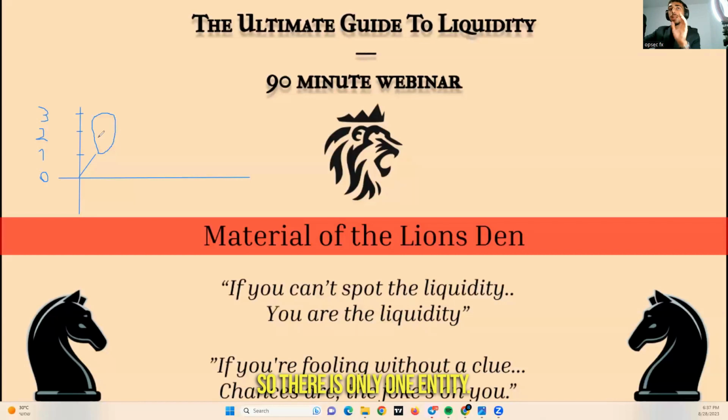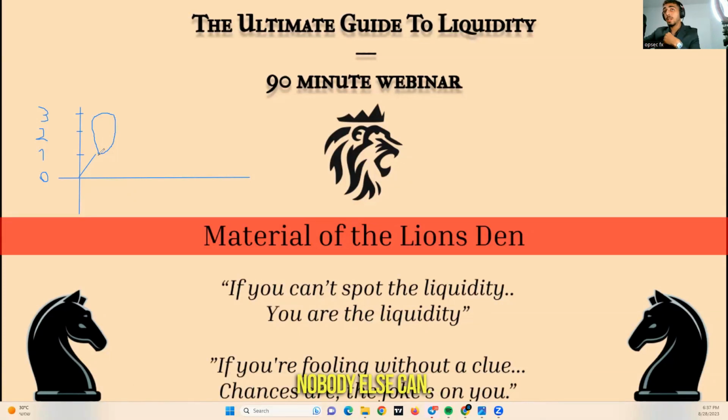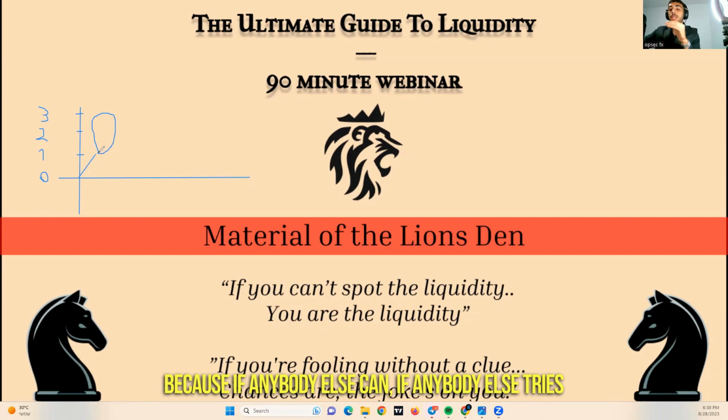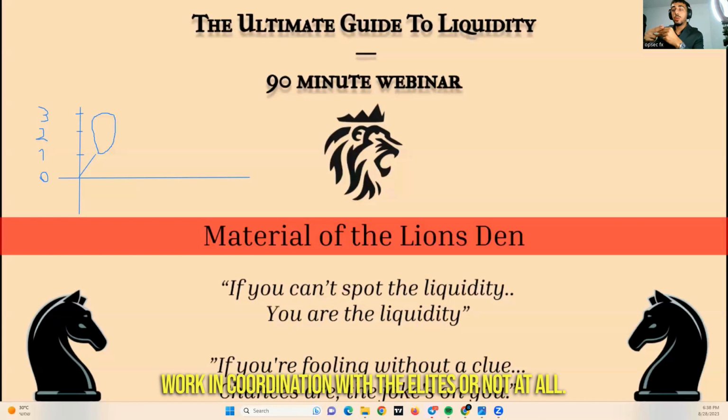So there's only one entity. We're going to call them the elites. And these are the only people who can manipulate price. Nobody else can, because if anybody else tries to, then they will just capitalize on them. Okay? This is why all the ultra wealthy players need to either work in coordination with the elites or not at all. Okay?